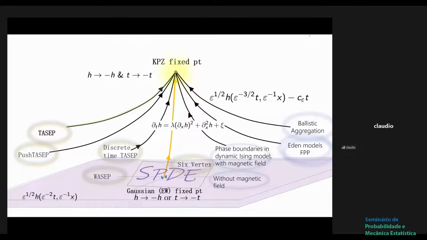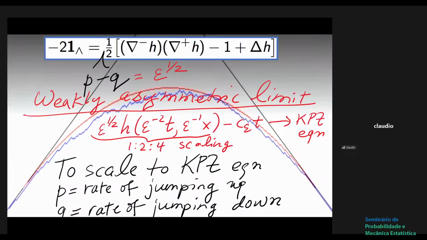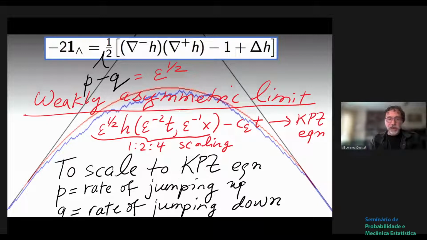Sorry, Jeremy, in your last slide, you had 1 to 4. You had 1 to 4 scaling. Yeah, so this is 1, 2, 4 scaling, right? So I'll describe that in a sec.